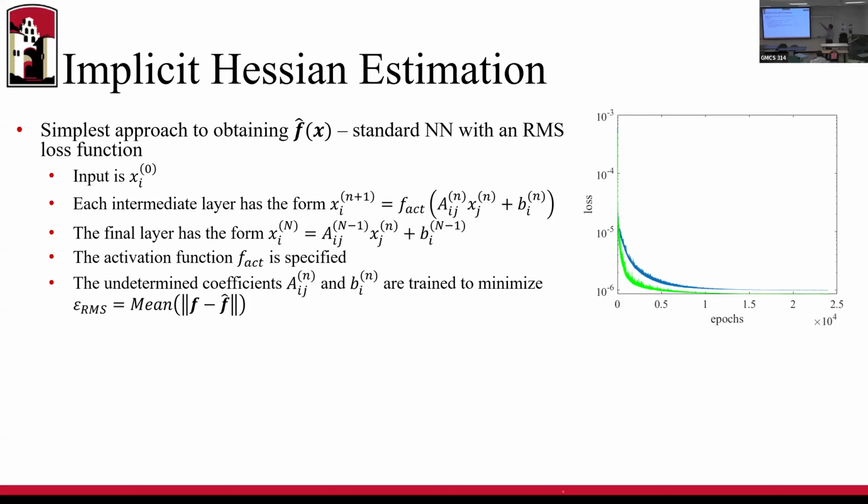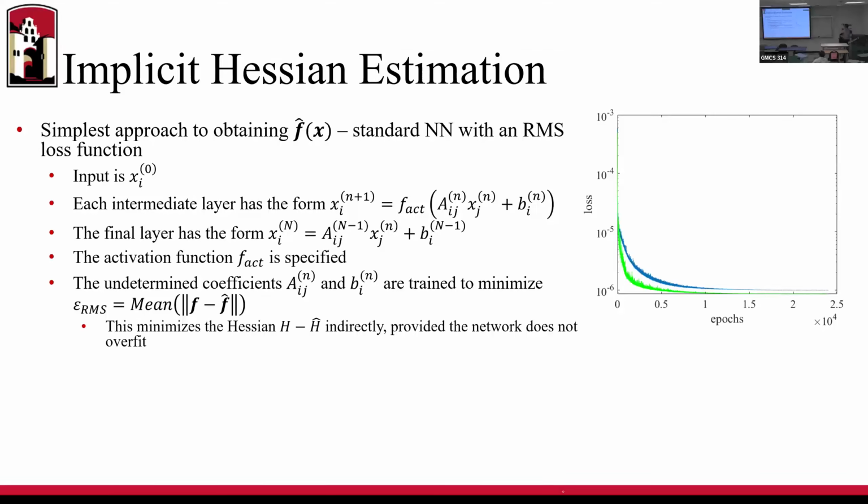And for a standard neural network with an RMS loss function, those are trained using something like stochastic gradient descent or one of the many other neural network training algorithms, so as to minimize the RMS loss, which is essentially the mean L2 norm between f and the neural network approximation f hat on the discrete points where we're training.